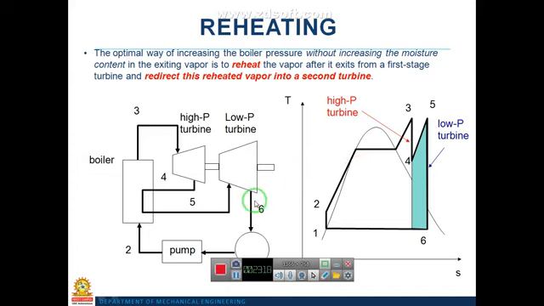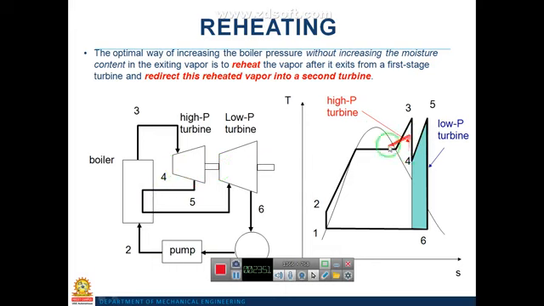In the low pressure turbine, isentropic expansion is done from this pressure to the condenser pressure, and the steam is sent into the condenser. In the condenser, the liquid plus vapor mixture is converted back to liquid by rejecting heat.